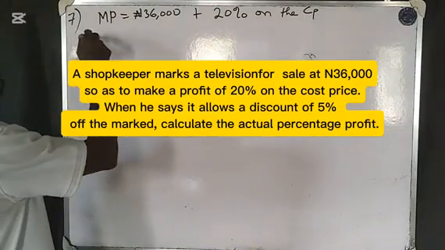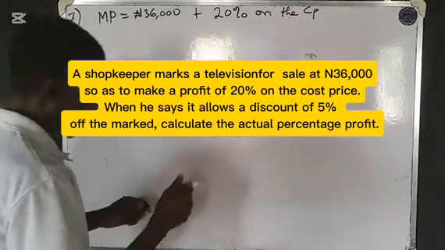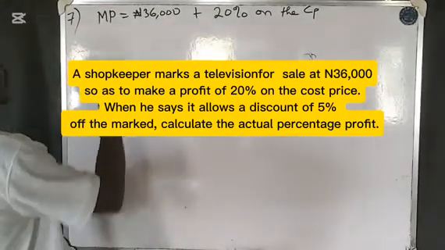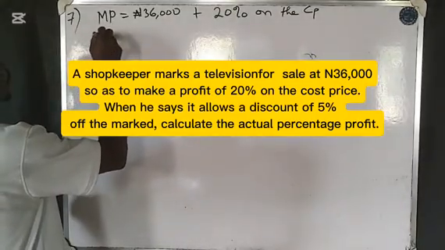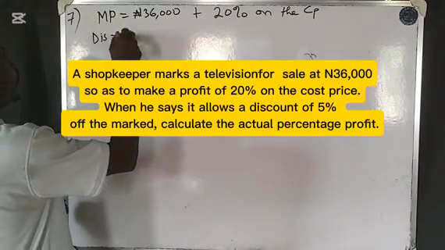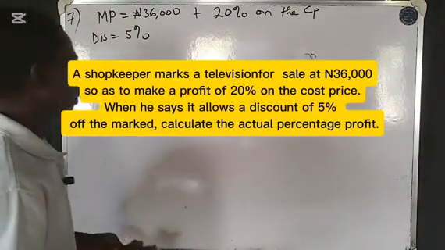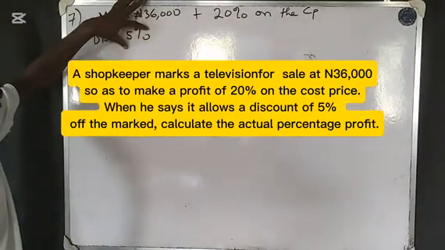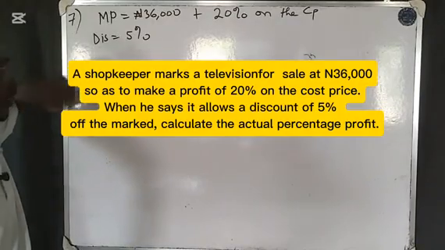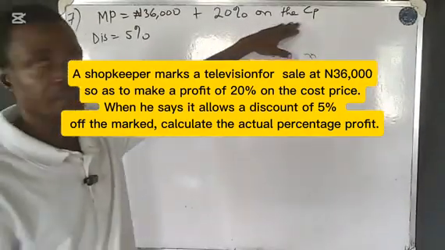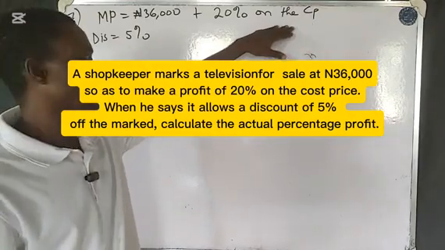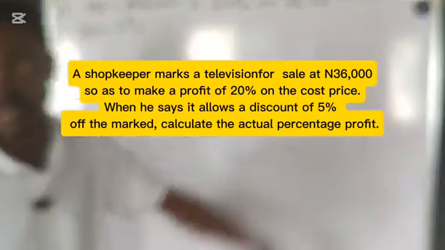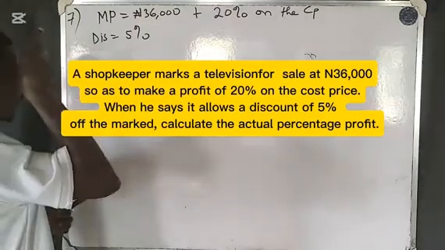So when he wanted to sell it, he did not sell it at this amount again. He reduced 5% from it, right? So he gave a discount of 5%. So we are going to reduce the selling price, the marked price, by what? 5%. But before we do that, let us find the cost price, right? We are told if he sells it at this amount, he is going to enjoy 20%, right? So let's find the cost price first.